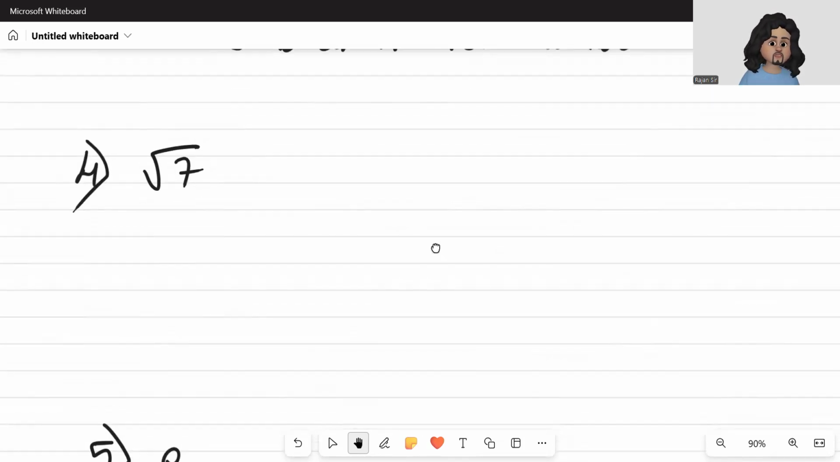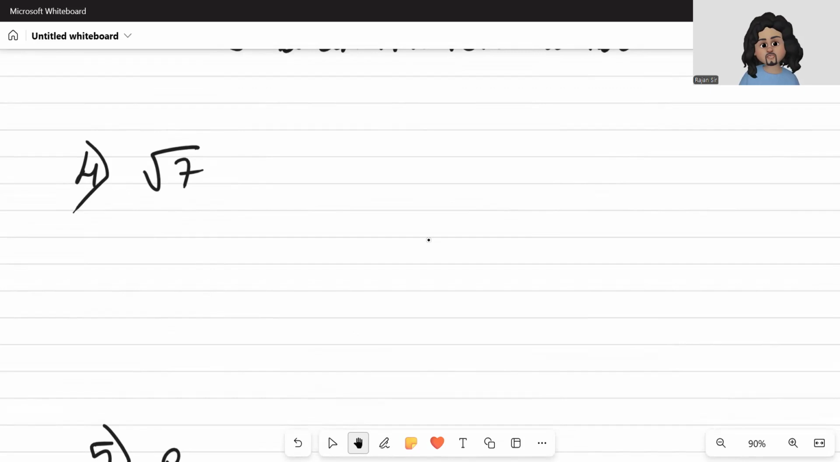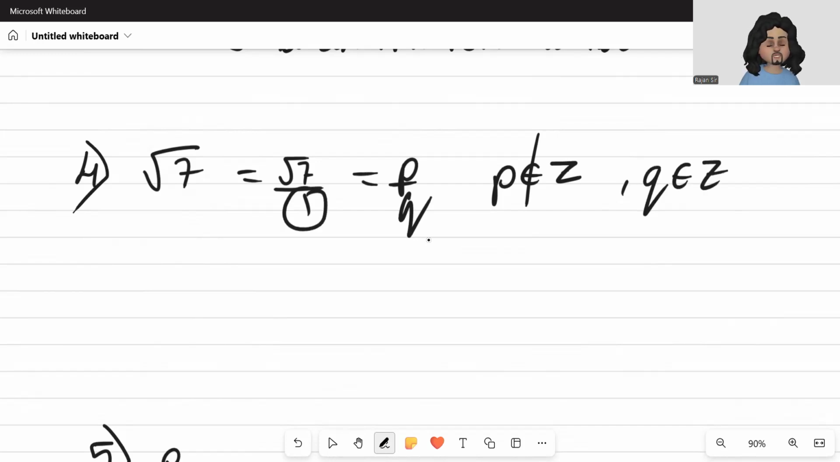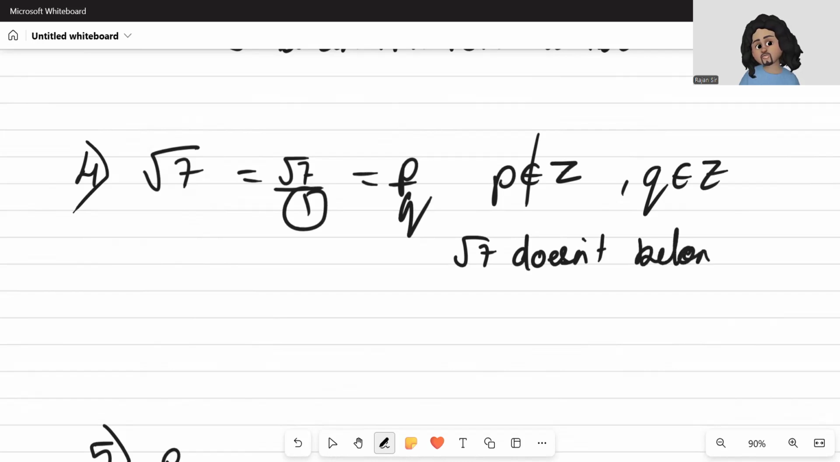Now, a root number, a classic example of an irrational number. But how will you write this? Let's say you have root 7 by 1. This can be written as p by q, where p in this case does not belong to Z, where q belongs to Z. So 1 belongs to Z, root 7 does not belong to Z. So you can say root 7 does not belong to Z or integers.